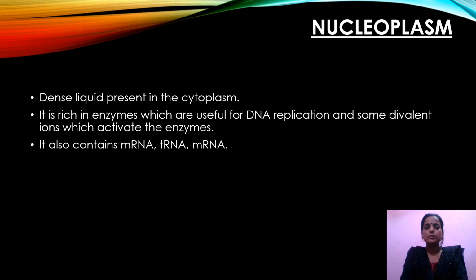Next we'll be talking about nucleoplasm. What is nucleoplasm? It is the dense liquid that is present in the nucleus. What does it contain? It is mainly rich in enzymes which are useful for replication of DNA, and also some divalent ions which activate the enzymes. We know that enzymes normally exist in inactive form, and they need some ions which may activate them. So the divalent ions present in the nucleoplasm help in the activation of the enzymes necessary for DNA replication. Also, nucleoplasm contains mRNA, tRNA, so it contains the different forms of RNA.